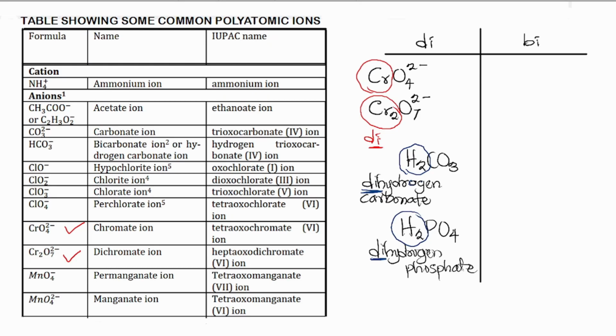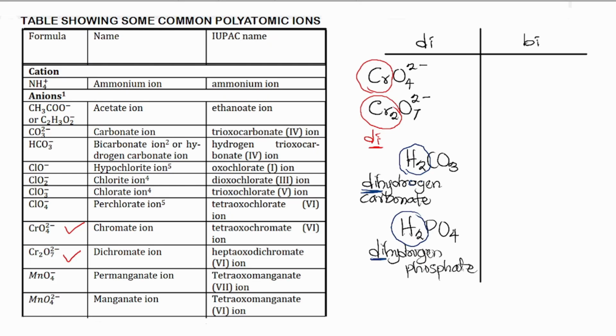On the other hand, the prefix bi means that one of the hydrogen atoms within a molecule or ion has been replaced, usually by a metal ion. Or it can be simply defined that the ion in question contains a replaceable hydrogen atom.